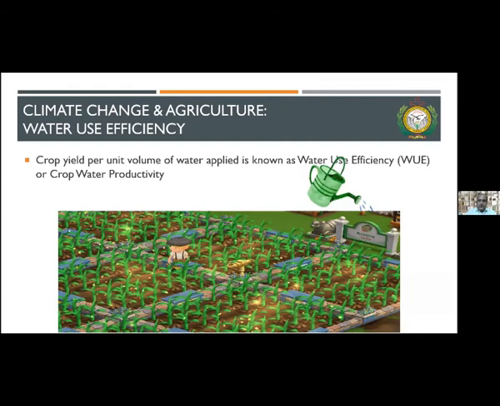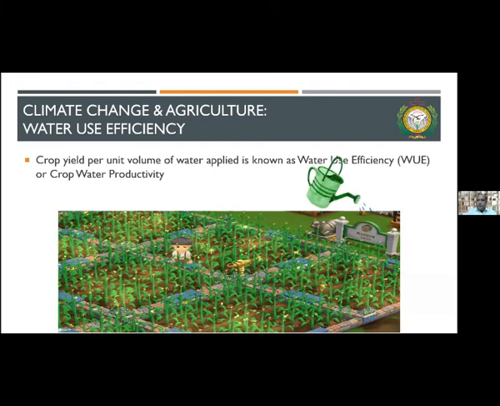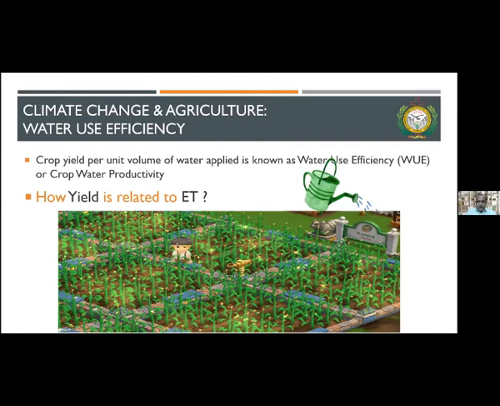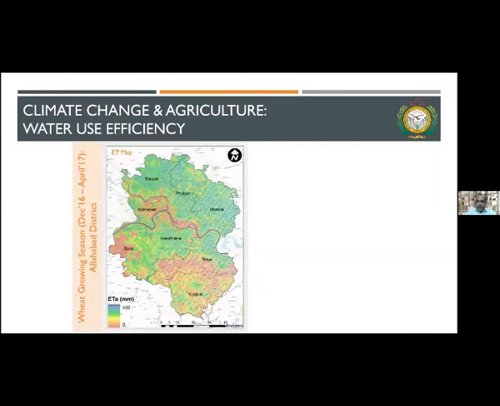So we'll see in the next slide how yield is related to ET, or evapotranspiration, or water use or water application. Okay. So this is the ET map that we have already seen. We have seen all the variability, all the variations, and all the features. And then if we put our yield map as a comparison, we can see similar patterns.